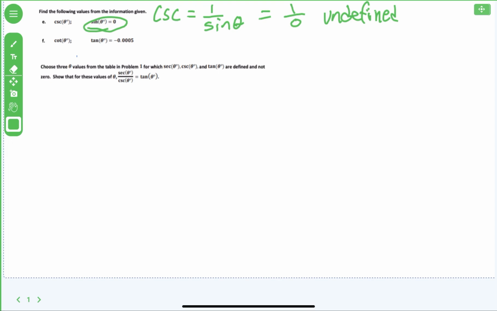Now, if you go to cotangent in part F, what is that? Well, that is the inverse of tangent, and tangent is opposite over adjacent, so cotangent is equal to 1 over tangent. And we know that tangent is a negative 0.0005, so cotangent is 1 over negative 0.0005.